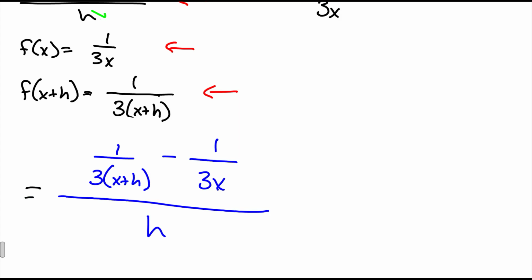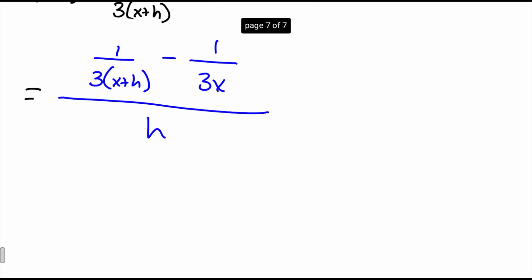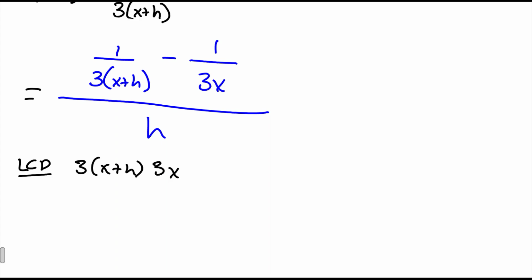Now here's the fun part. The fun part is going to be when we have to combine these two fractions. That's always interesting. Going back to possibly a foundations course or anything along those lines, the least common denominator between these two is the product of those denominators. In other words, the least common denominator is 3 times x plus h times 3x.